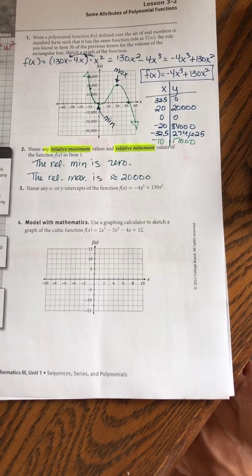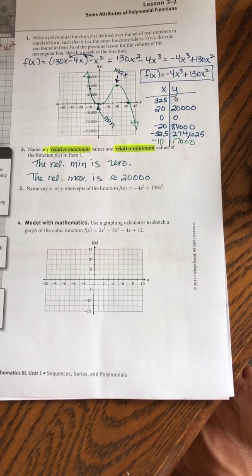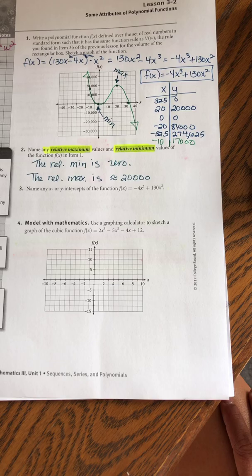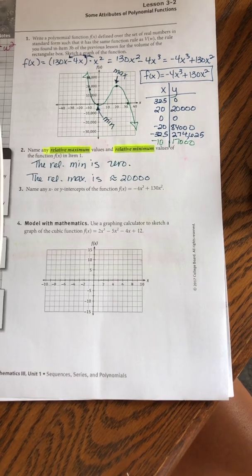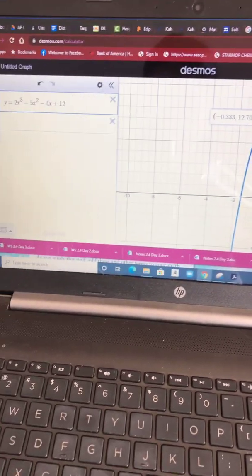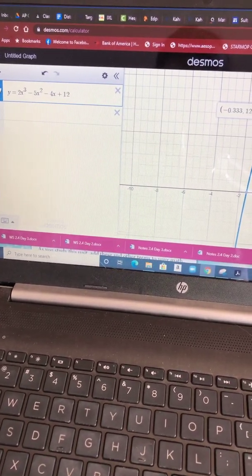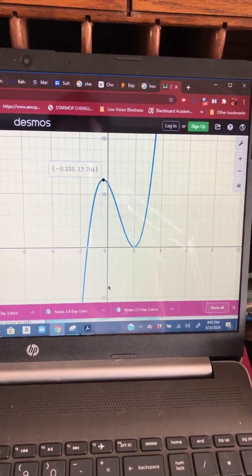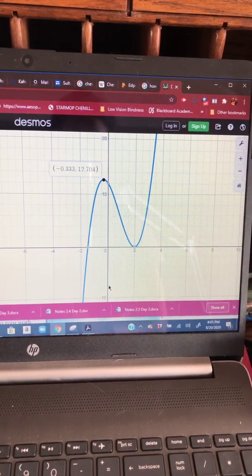All right. So number 4, it says use a graphing calculator to sketch a graph of the cubic function f of x equals 2x cubed minus 5x squared minus 4x plus 12. Okay, so I have it ready to go on Desmos for you guys. So I typed in that function, y equals 2x cubed minus 5x squared minus 4x plus 12, and there it is. And we just need to sketch that in our graph, okay? So that's what it should look like.